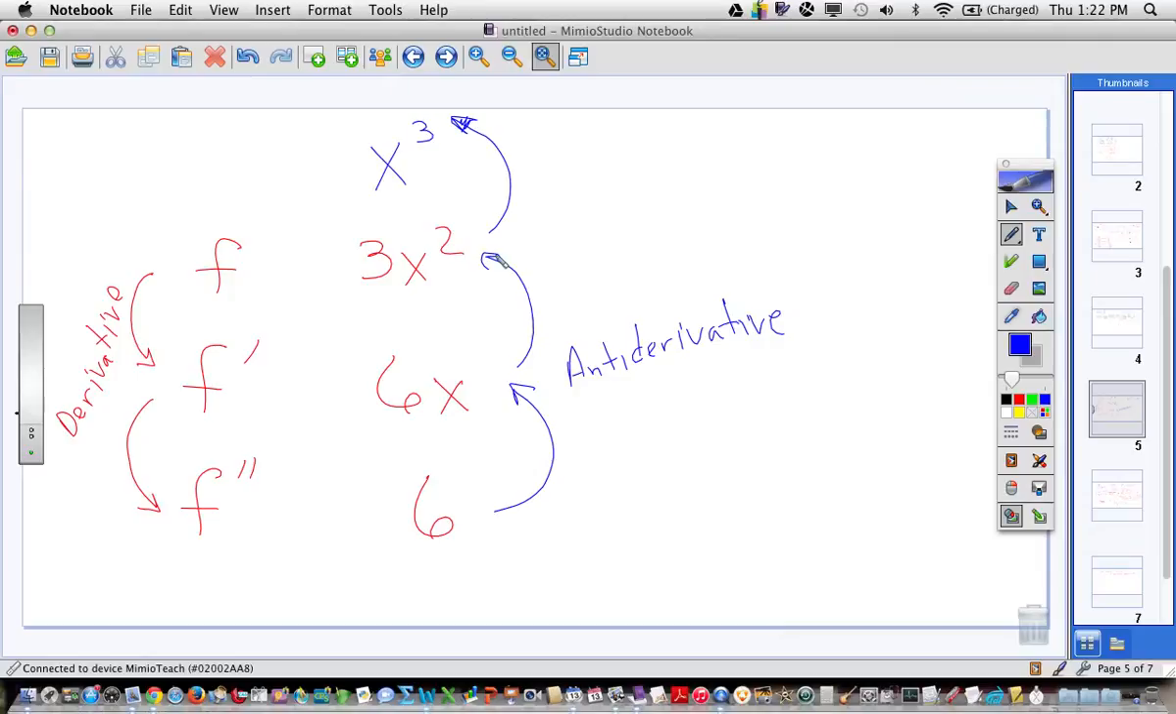There's some vertical shift. So technically, when you do an antiderivative like this, here's what you'll do. You'll put a plus c on it. C for some constant.